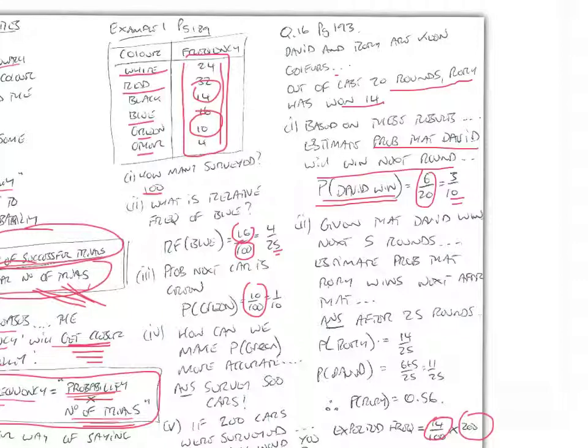Given that David wins the next 5 rounds, estimate the probability that Rory wins the next one after that. Well, after 25 rounds, the probability of the next win being a Rory win is 14 out of 25. And for David, it's the 6 he originally had plus the 5, so 11 in 25. So the probability that Rory will win is 0.56.